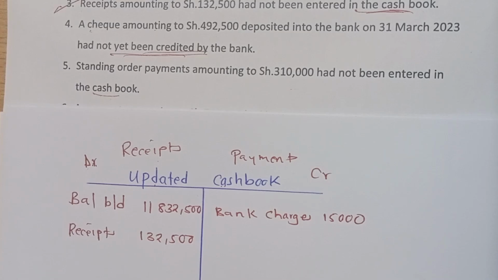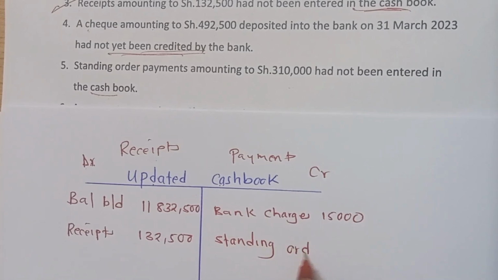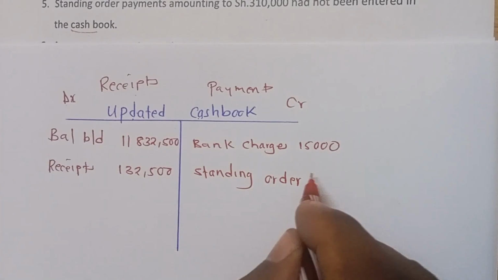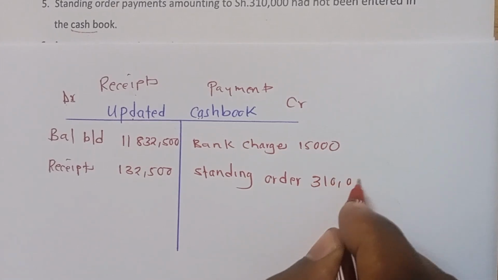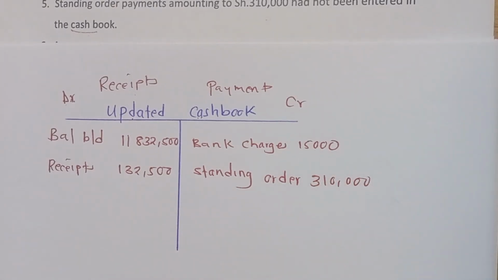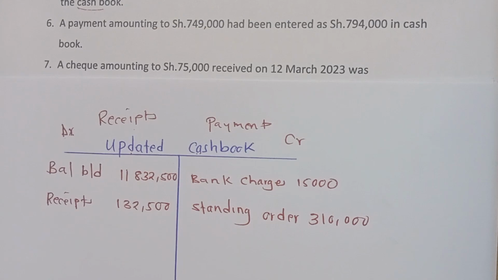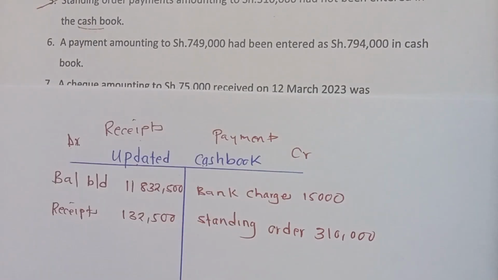It is like telling your bank to send this set amount of money to this person or company until I say stop. So because these are payments, you record them on the payment side, or the credit side, of the cash book. So you record standing order of 310,000. So we are done with item number 5.